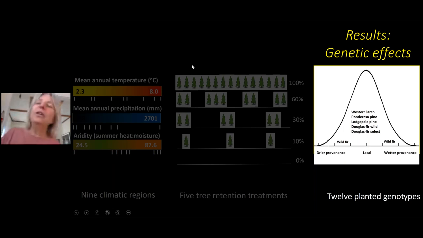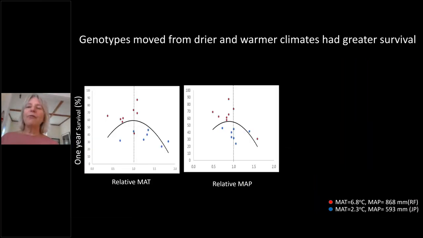This figure just shows how the different genotypes of Douglas-fir performed in different climates, where the local seed lots are the ones that are along the x-axis at one. And you can see that there is a response curve where our local seedlings generally are doing best in their local climates. But what this figure is showing us is that we can also plant seedlings from slightly warmer climates, and they'll do just about as well as the local seedlings. And so that bodes well for us to try to start moving some genotypes from warmer climates to cooler climates.